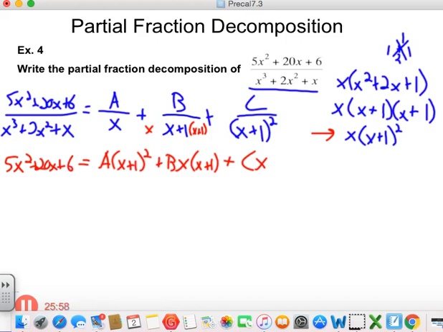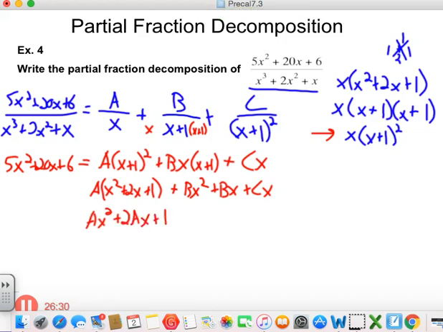Now it's a lot of multiplying and FOILing and all that kind of stuff. So x plus 1 squared is going to be x squared plus 2x plus 1. That's just using FOIL, x plus 1 times itself. And then right here, I'm going to multiply B times x, which is Bx squared, and B times x times 1 is Bx. And I've got Cx. Now I multiply the A by everything, so Ax squared plus 2Ax plus A. Now we've got plus Bx squared plus Bx plus Cx.